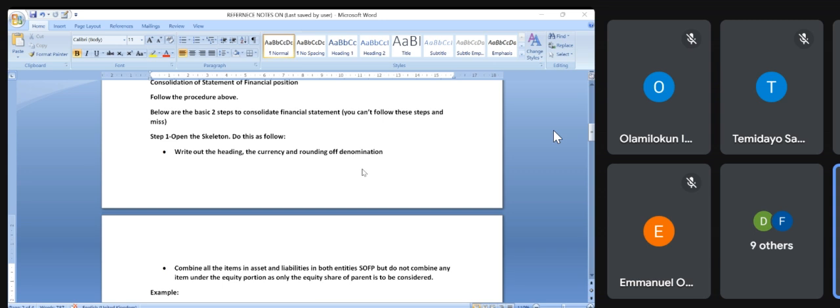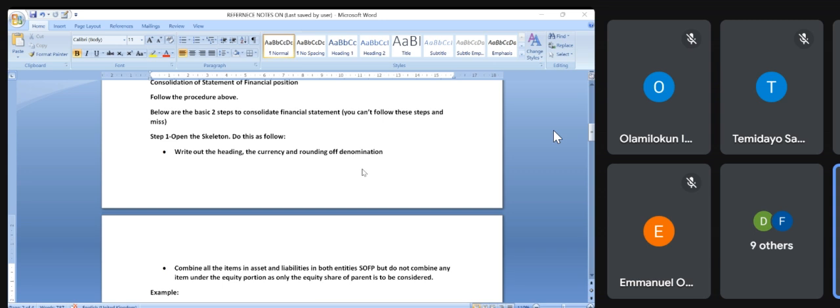Is that taken? So let me go back again. Step 1, bullet 1: open the skeleton. Under opening of the skeleton, write out the heading, the currency, and then the denomination. Bullet 2: combine all the like items. Asset to asset, liability to liability. But open the bracket, don't close it.